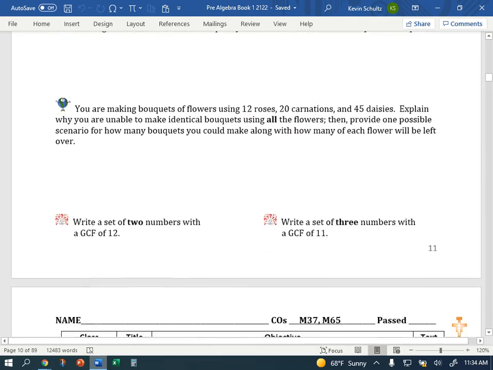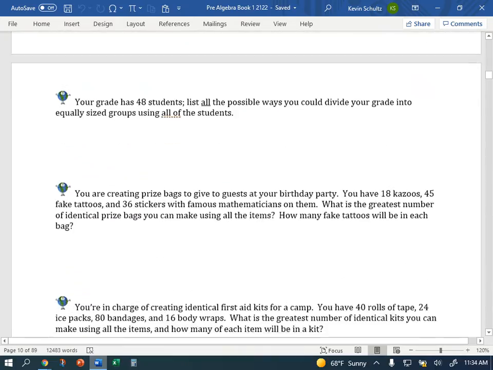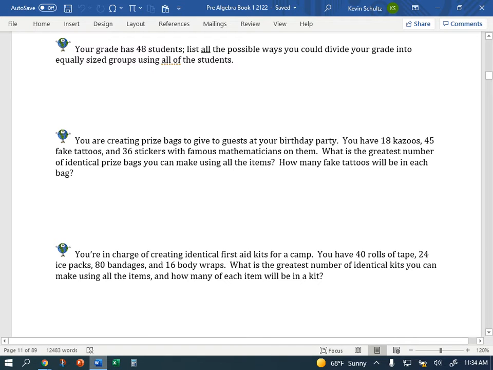Then the second page, the third page of the objective, second page of homework, is word problems. Okay? And word problems are very, very important with the greatest common factor because it's when you're going to actually run into it. Very few times in life will you actually be told to find the greatest common factor of 24 and 84. No, it'll be a situation where you are creating prize bags to give to guests at a party. You have 18 kazoos, 45 fake tattoos, and 36 stickers with famous mathematicians on them. What is the greatest number of identical prize bags you can make using all the items?